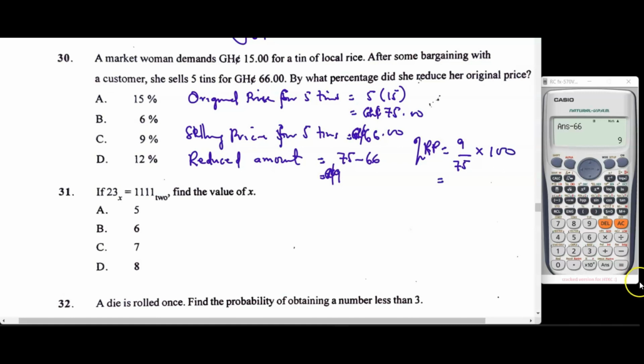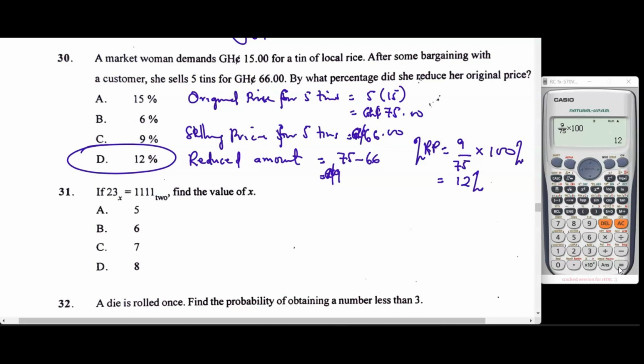And that will be equal to 9 on 75, multiplying 100. And that will be equal to 12%. So this is equal to 12%. So this tells you that this woman reduced the price by 12%.